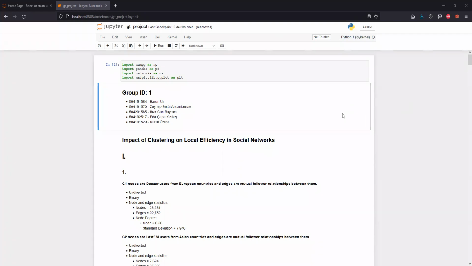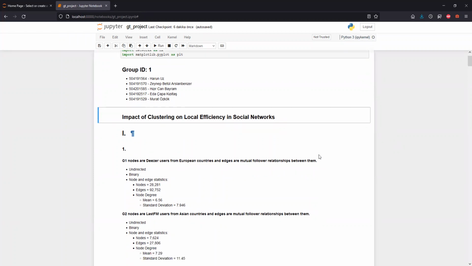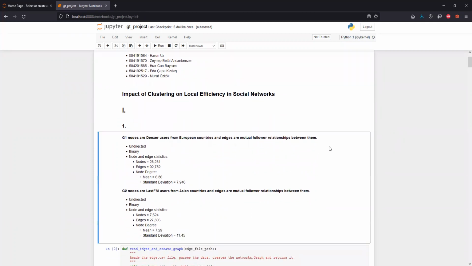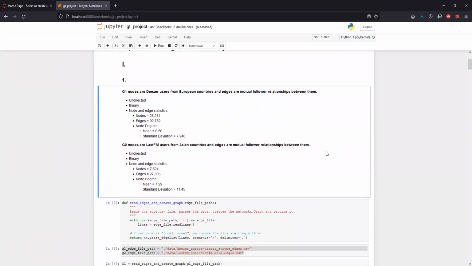In this presentation, we'll be investigating the impact of clustering on local efficiency in social networks. To do so, we chose two graphs that fit our needs from Snap Library by Stanford University. The main motivation behind choosing such graphs is their scalable and computation-effective size.